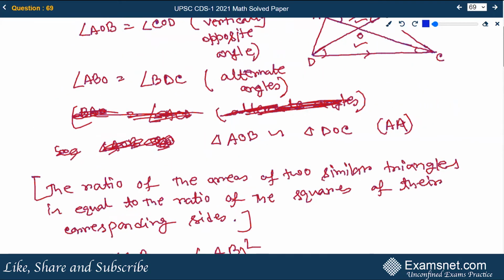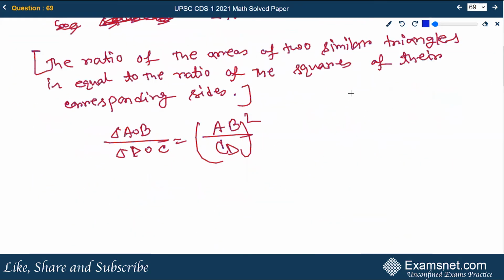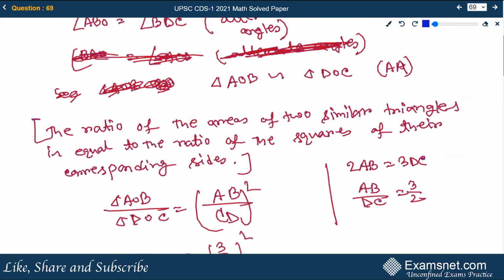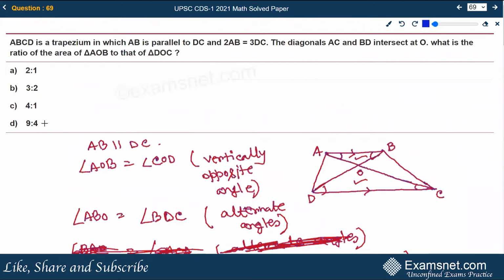So we are already given 2AB equals 3DC. That means AB by DC is 3 by 2. Therefore 3 by 2 whole square is 9 by 4. So here option D is the correct answer. What is the ratio of the area of triangle AOB to triangle DOC? That is 9:4. Option D is the correct answer.